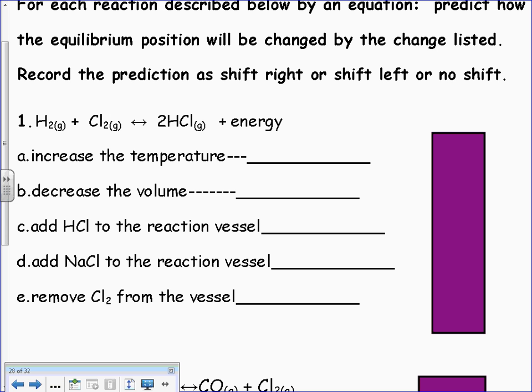So I already heard some talk on the NaCl one. Let me go ahead and explain that one. Do you see NaCl in the reaction? No. Do you see Na plus in the reaction? Do you see Cl minus in the reaction? It's got to be just Cl minus. So if this isn't in the reaction, you go further. You're like, is it Na plus? No. Is it Cl minus? No. So guess what that does? No shift. It doesn't do anything because it's not affecting anything in the reaction.